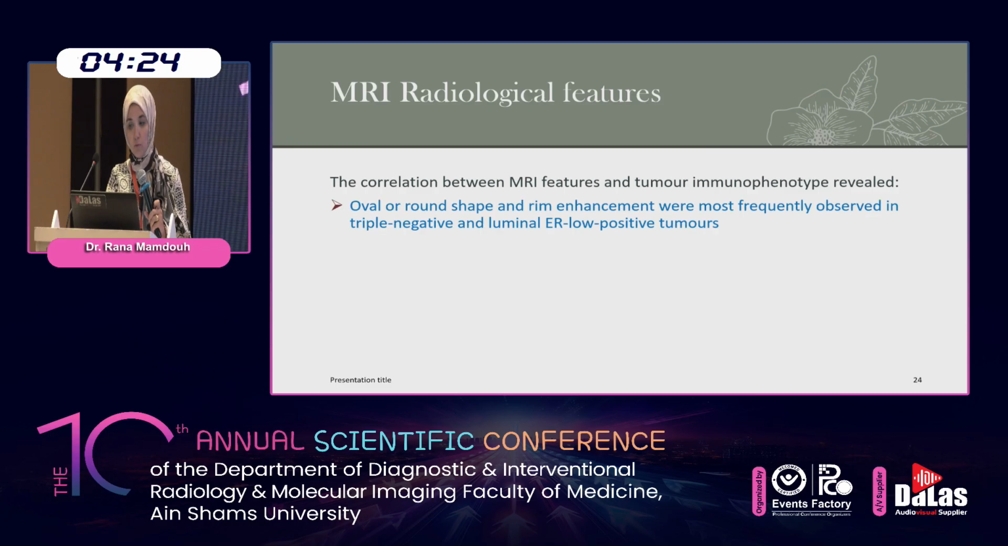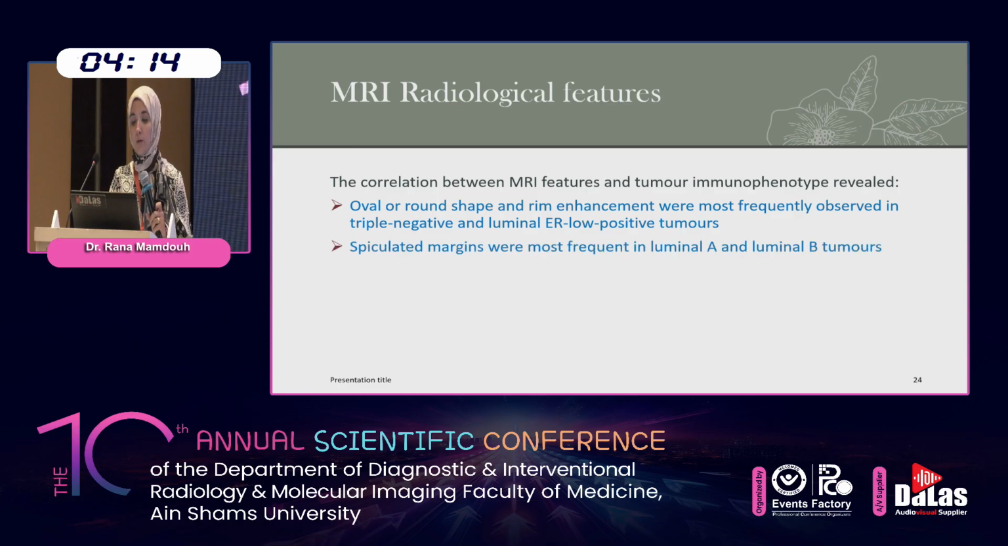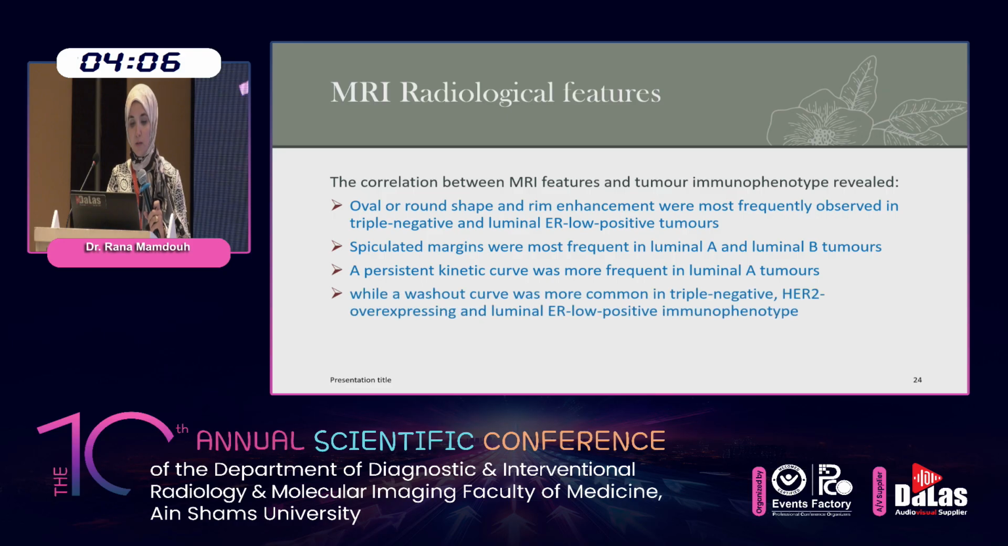The correlation between MRI features and the tumor immunophenotypes revealed that oval or rounded shape and ring enhancement were most frequently observed in triple negative or luminal estrogen receptor low positive tumors. Spiculated margin was seen most frequently in luminal A and luminal B. A persistent kinetic curve was more frequent in luminal A tumors. And a washout curve was more common in triple negative and HER2 overexpressed.